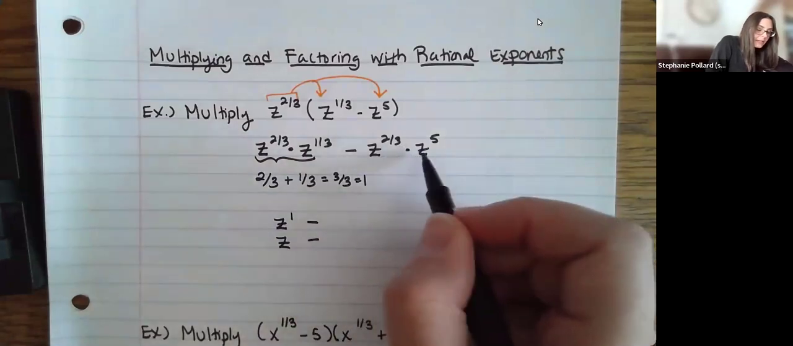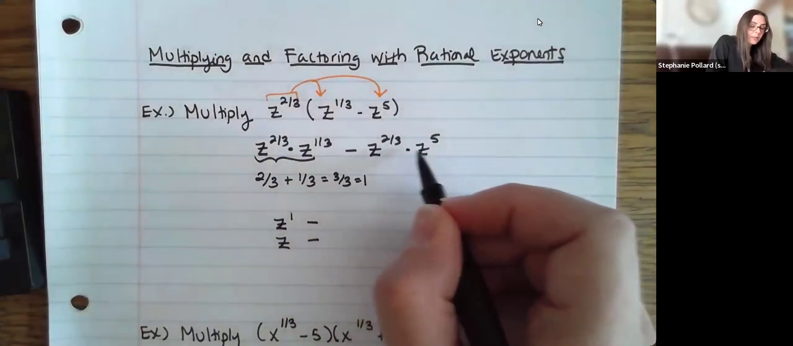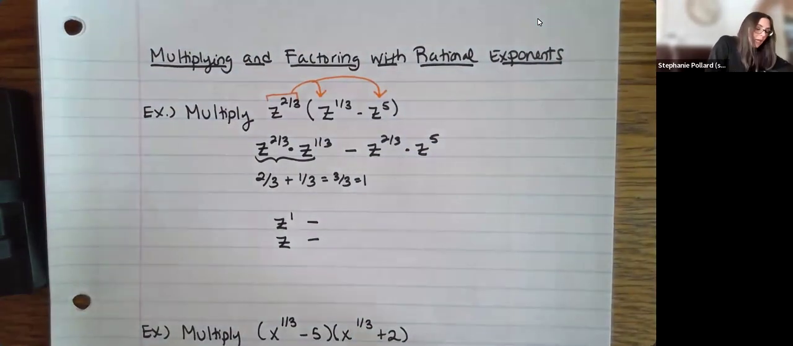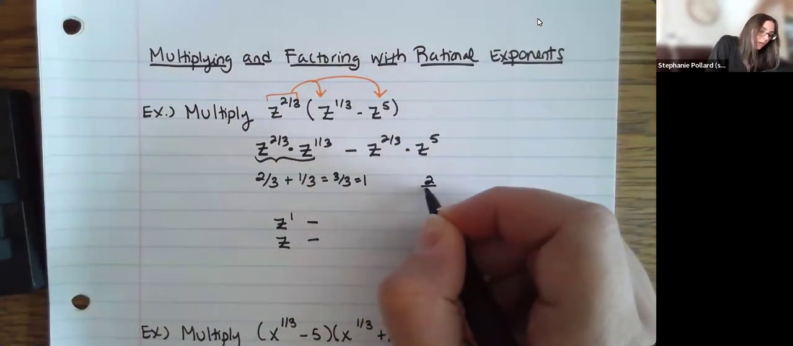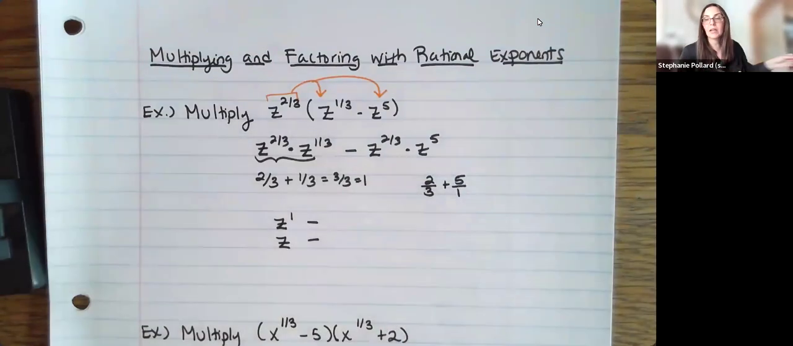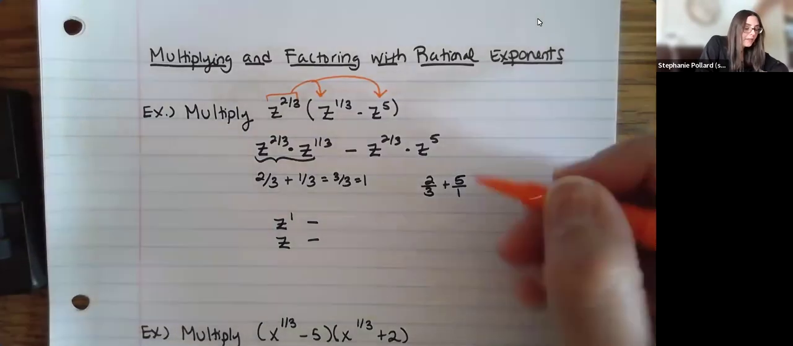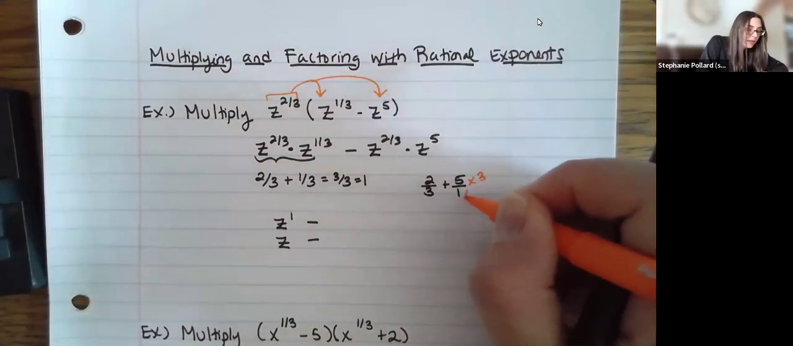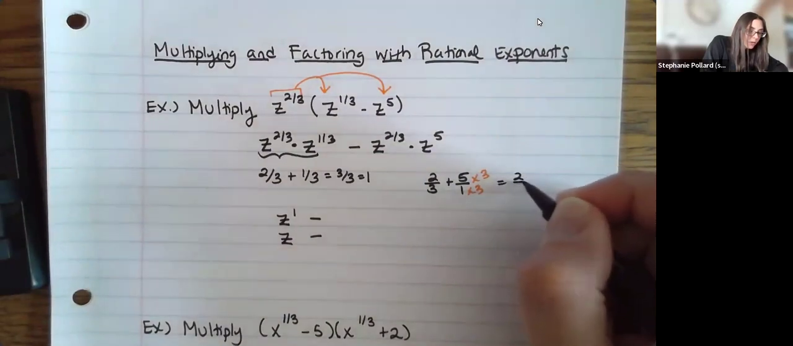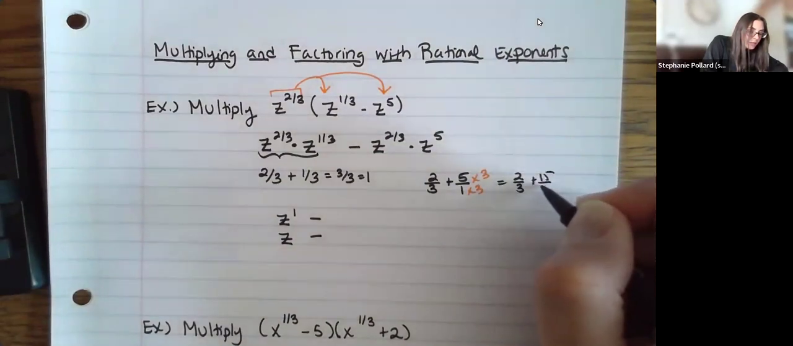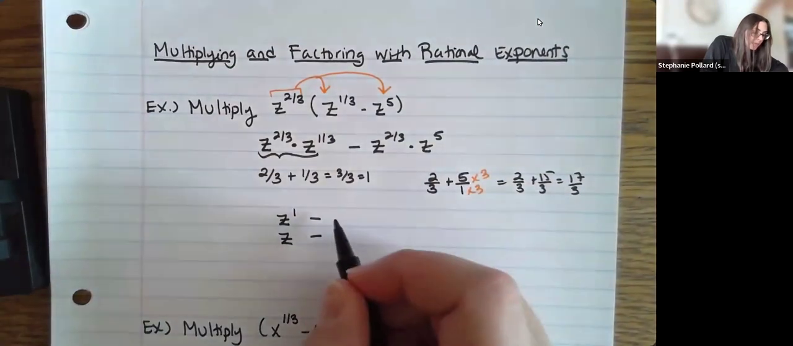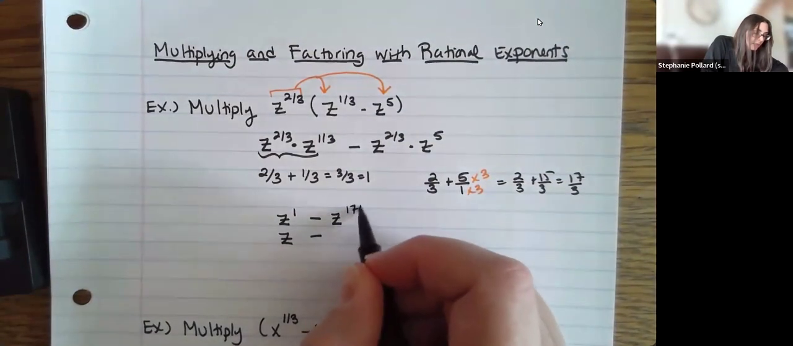Now, in the second case, I'm looking at, again, the same thing. I'm multiplying. They each have their own base, so I'm going to add the exponents. And here I have 2/3 plus 5, which is 5/1. I definitely need common denominators, but I don't have them here. So I'm going to have to multiply the second fraction by 3/3. And I end up with 2/3 plus 15/3. So I get 17/3. And this becomes z to the 17/3.